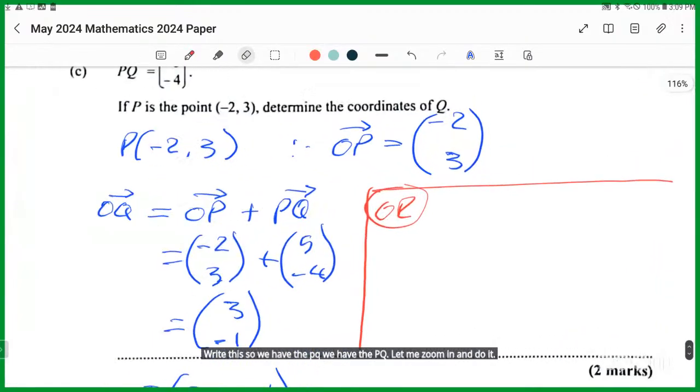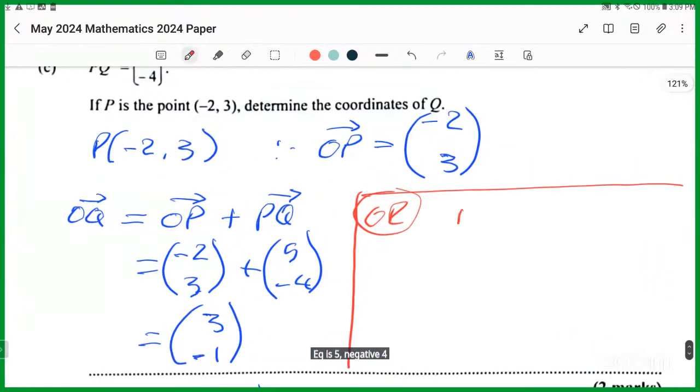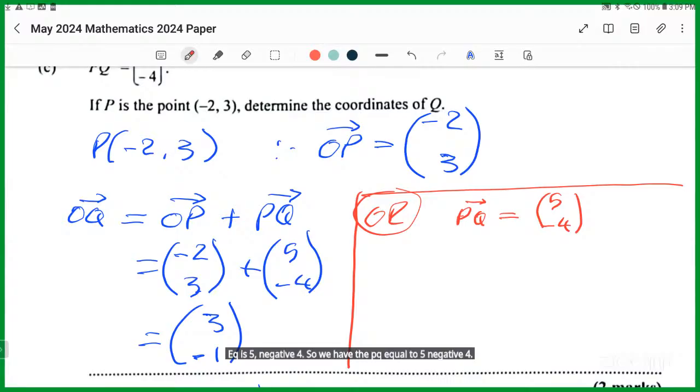PQ is (5, -4). So we have PQ equal to (5, -4), and I could try to extract the OQ out of it. So split up this displacement vector into O times the last minus O times the first, because an expression for PQ is OQ minus OP. That's all equal to (5, -4).